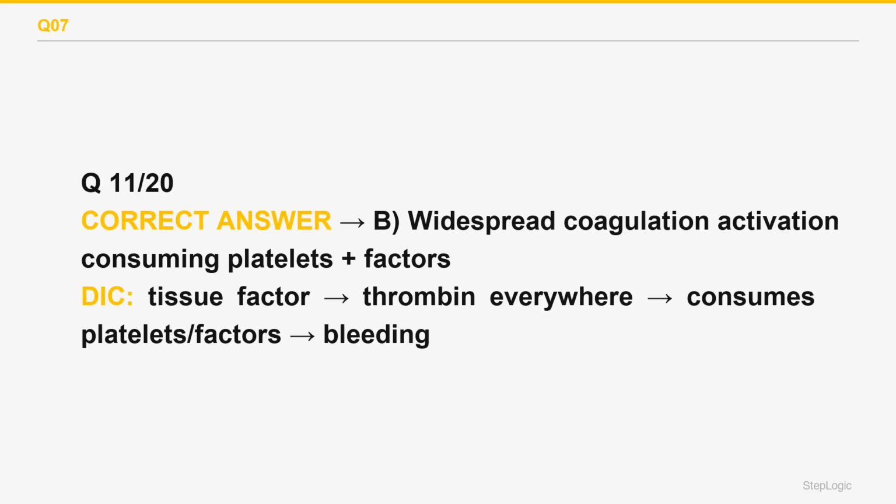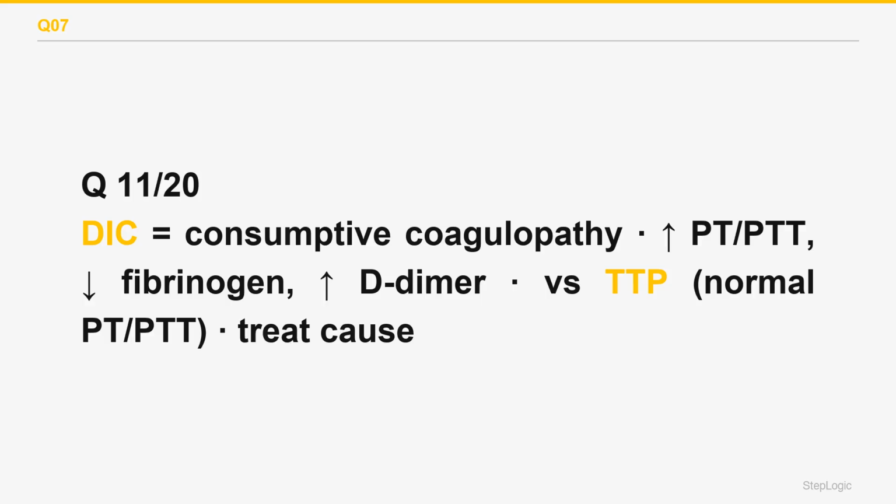The lab signature is the key to DIC: both PT and PTT prolonged, low platelets, low fibrinogen because it is consumed, and high D-dimer. This contrasts with TTP, where PT and PTT are normal and fibrinogen is normal. The classic triggers are sepsis, obstetric complications, malignancy, and massive trauma. Treat the underlying cause and support with blood products.